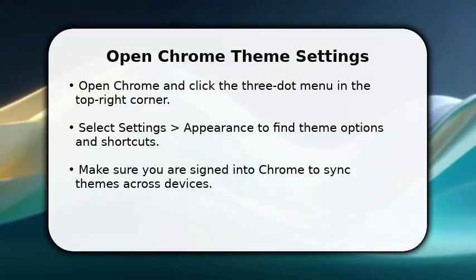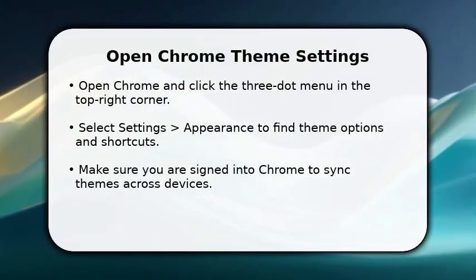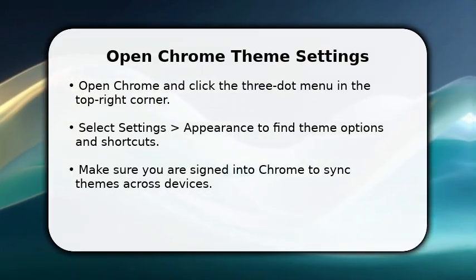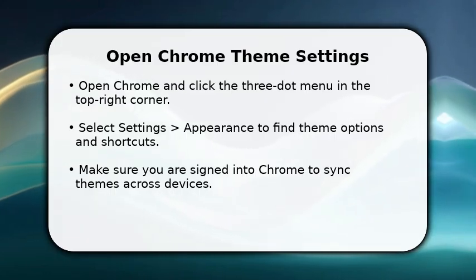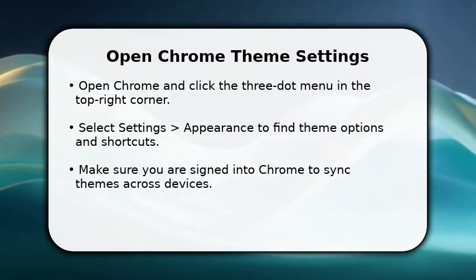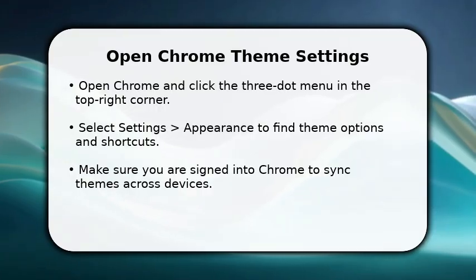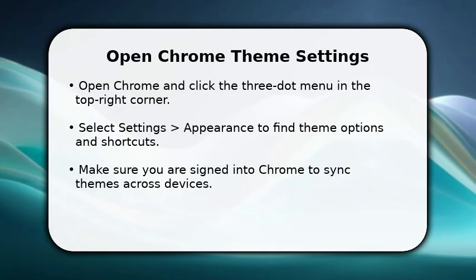You start by opening Chrome and going straight to Settings so you can change the look now. Click the three-dot menu in the top right, then choose Settings and then Appearance. This leads you to Theme Options and the Chrome Web Store link. It's faster than hunting through submenus.